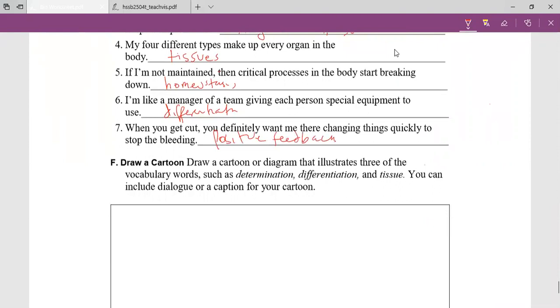Draw a cartoon or diagram that illustrates three of the vocabulary words: determination, differentiation, tissues.